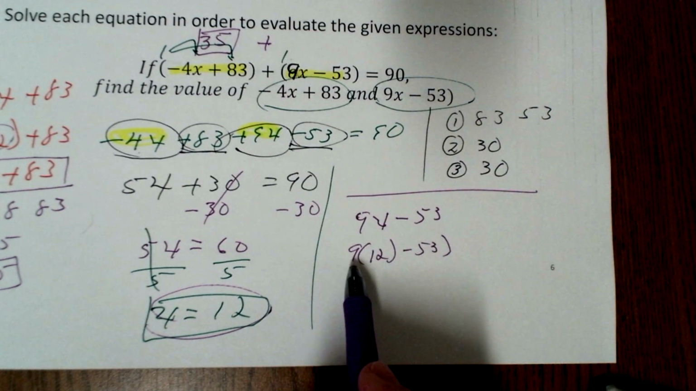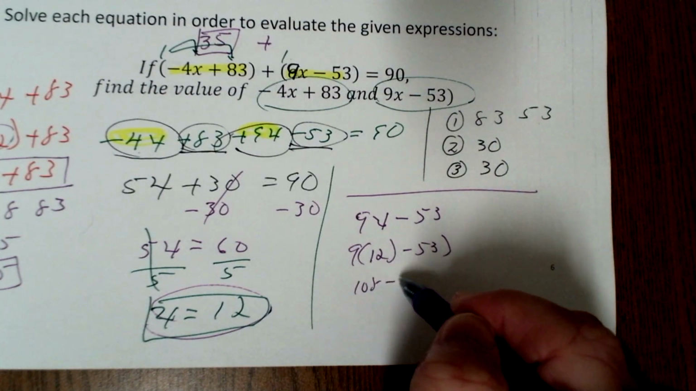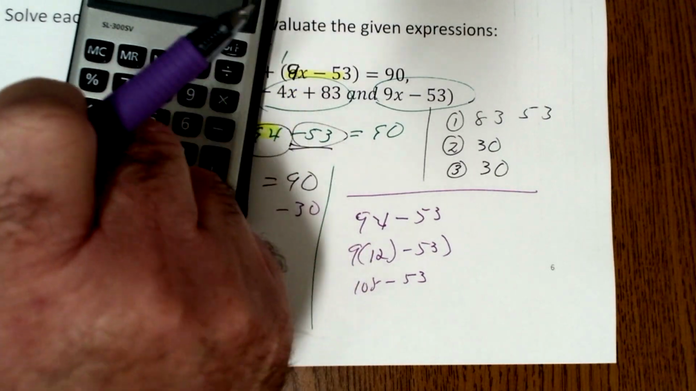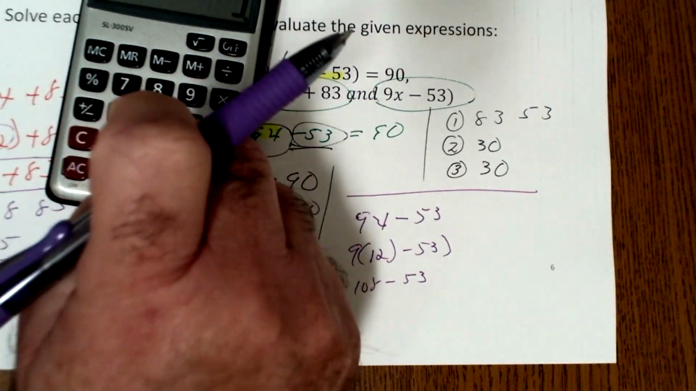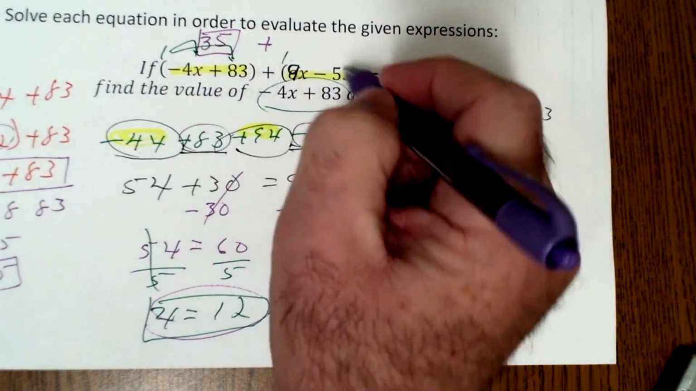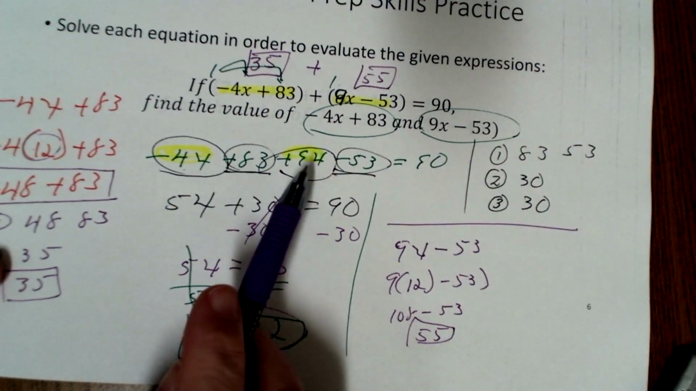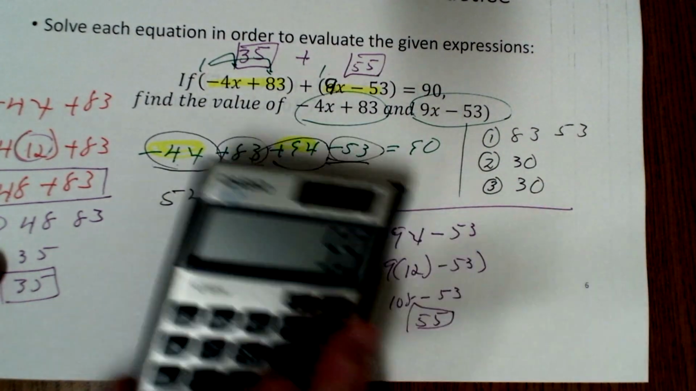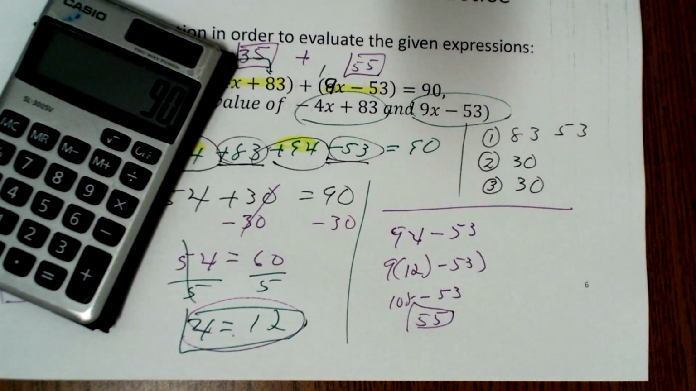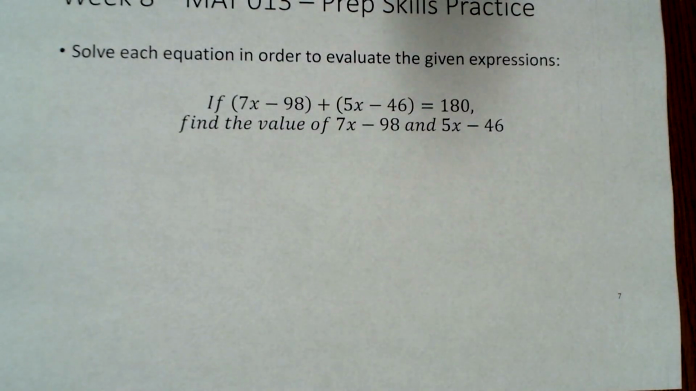Well, what's 9 times 12? Let's see, 9 times 10 is 90. 9 times 2 is 18. So 108 minus 53. What does that give us? That gives us 55. So we found the solution for this expression over here being 55. By inserting our value of x into our original equation, we have found that. And then we can double check our math. We can go 35 plus 55, and that does indeed equal 90. Okay.